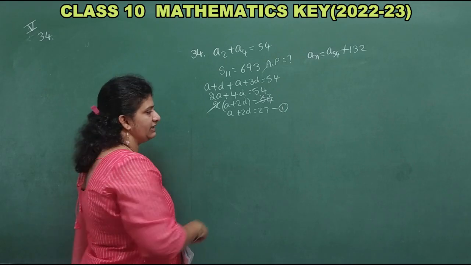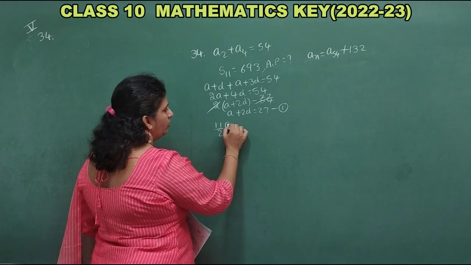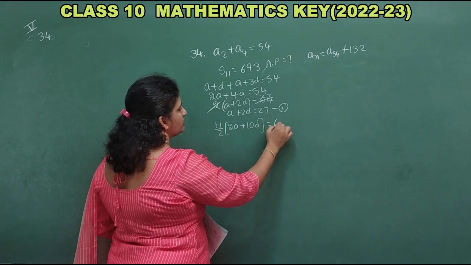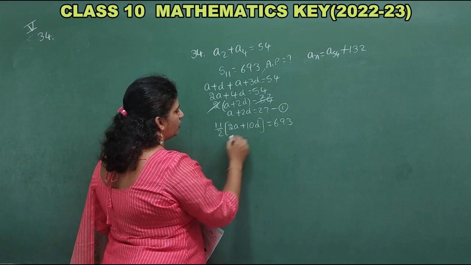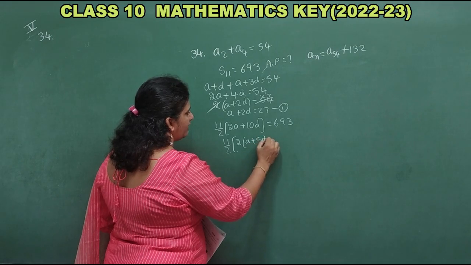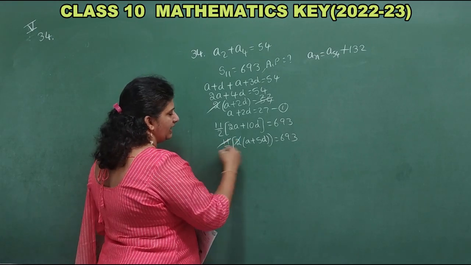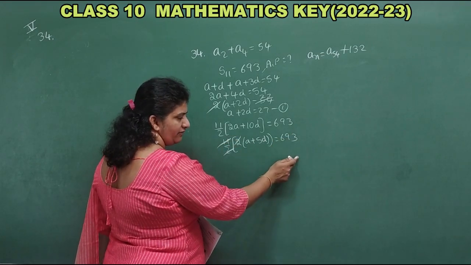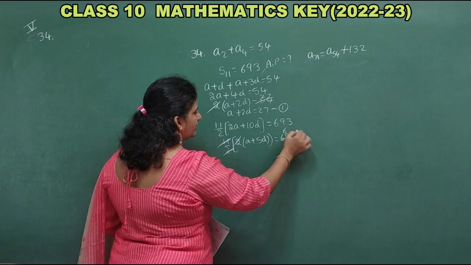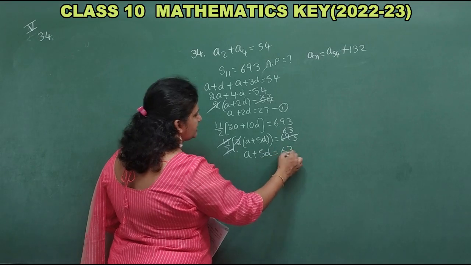And another thing, what do you know? S11 is equal to 693. Write the Sn formula. n by 2 into 2A plus 11 minus 1 will be 10, 10D is equal to 693 given. Here also you can take out 2 common. A plus 5D is equal to 693 over 11. This 2 cancels, and 11 and 693, 11 6s are 66, 3 left, 33, 11 3s are 33. Finally, A plus 5D is equal to 63.